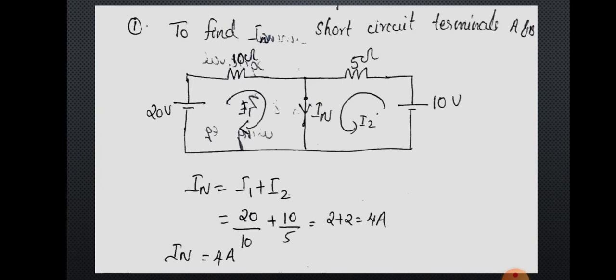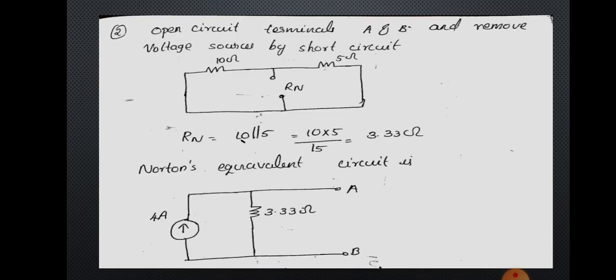Next, what is the step? In the next step we can find out RN. For finding out RN, again we have to open circuit the terminals A and B. So the circuit diagram will look like this.